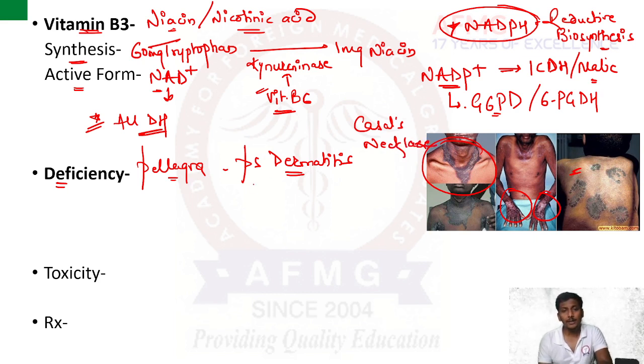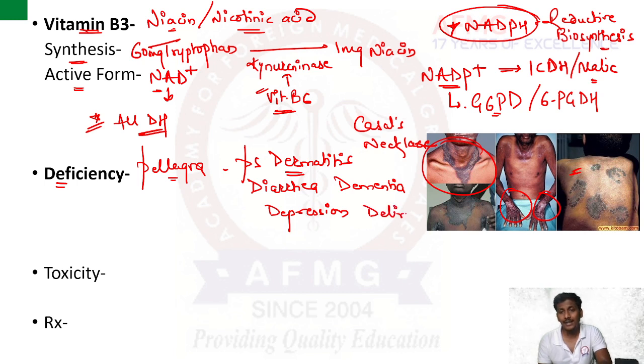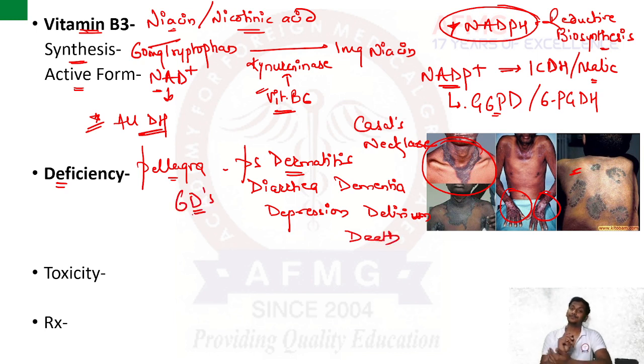Then apart from that, the patient can also develop diarrhea. There can also be dementia in this patient, right? Even the patient can have depression, or there can be depressive psychosis. The patient can have an acute onset delirium, and lastly the patient can finally land up in death. So this is also considered a 6D disease, right? So these are the 6 Ds of pellagra.